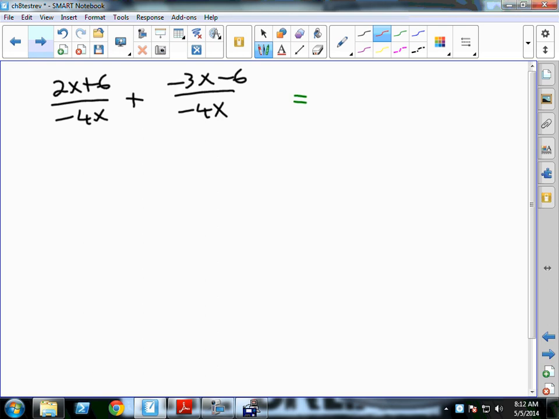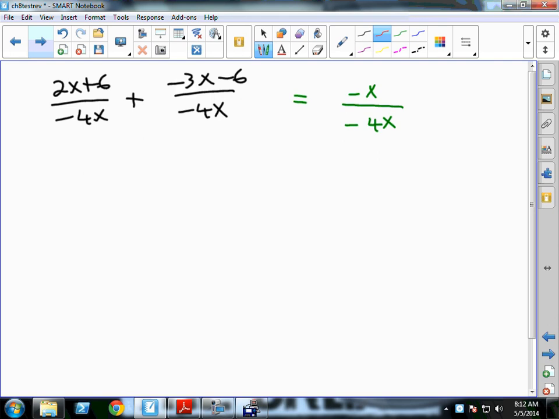This time, we're going to be over -4x. Some people don't like that negative in the denominator. It's okay. We'll leave it there for now. It's not doing any harm just yet. Let's see what we get in the numerator. 2x minus 3x is going to be -x. And hey, the 6's go away, right?